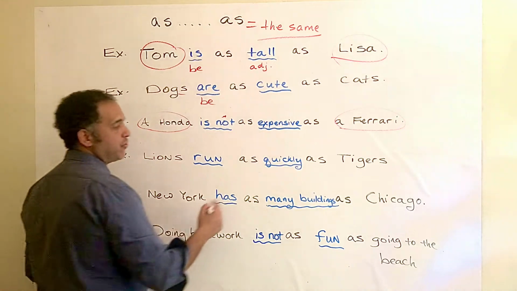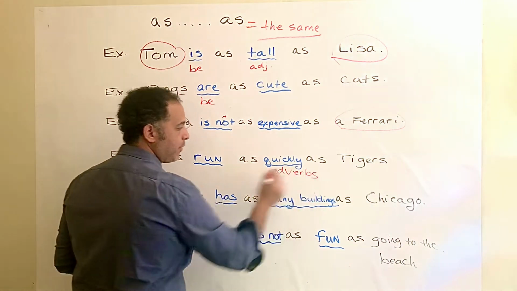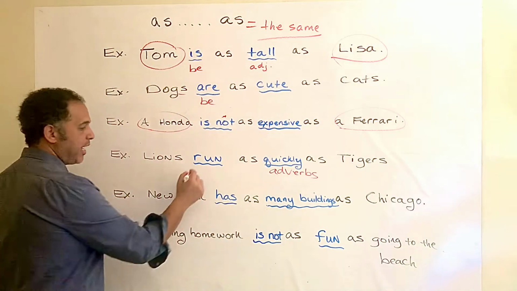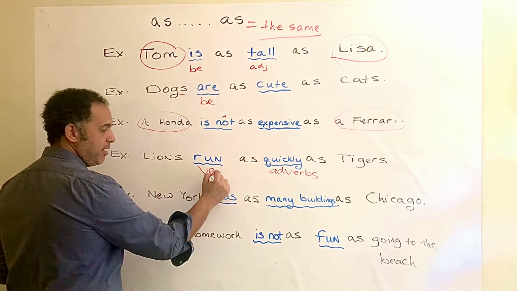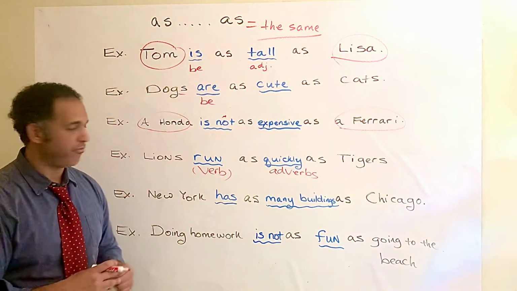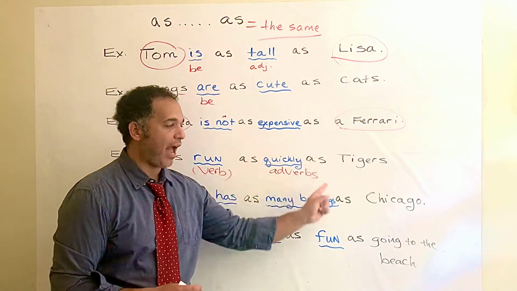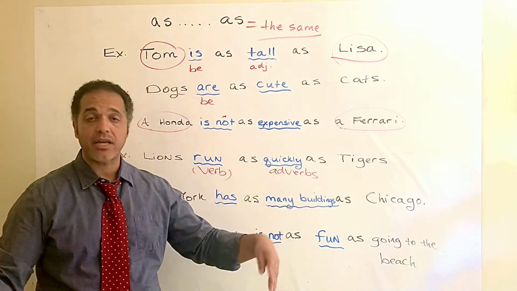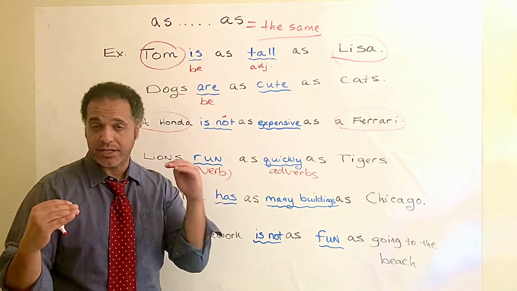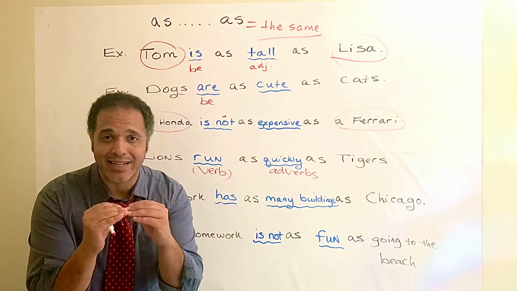You guys can also use adverbs. When we use adverbs, now we're not using the verb be, you have to use another verb, an action verb. For example, lions run as quickly as tigers. What am I saying? I'm saying the speed that a tiger runs and the speed that a lion runs is exactly the same.